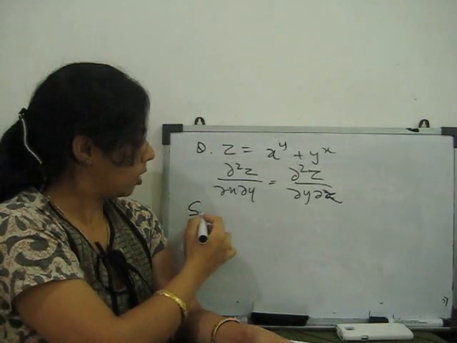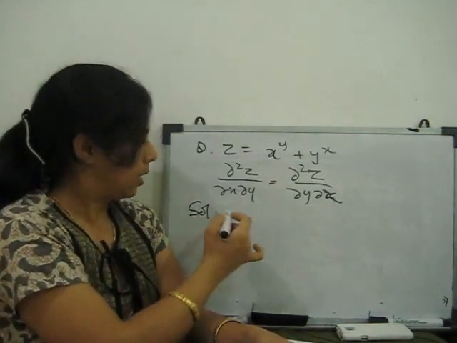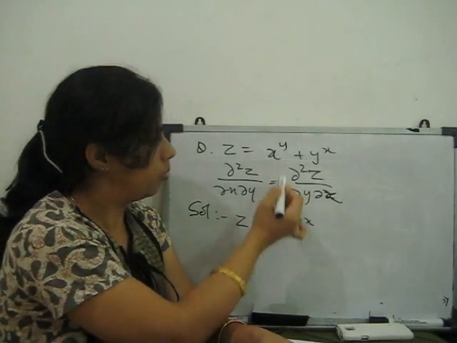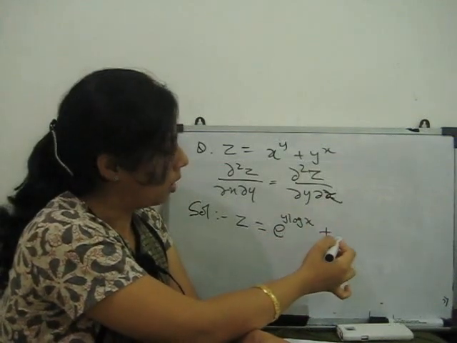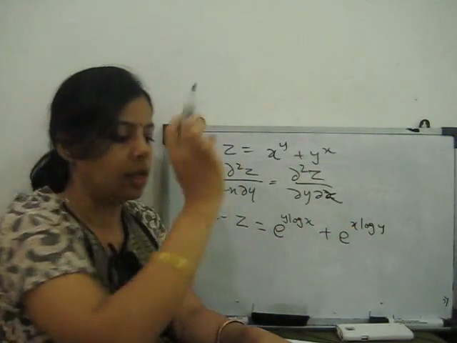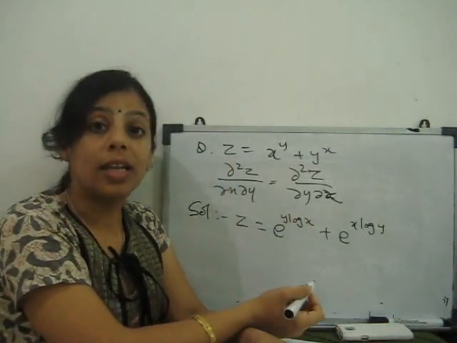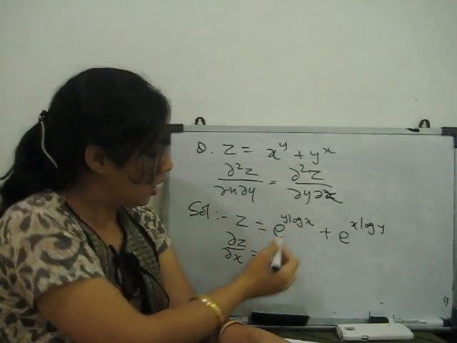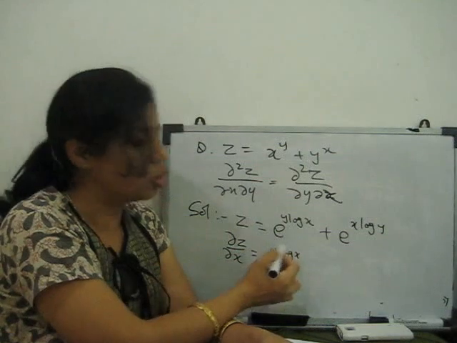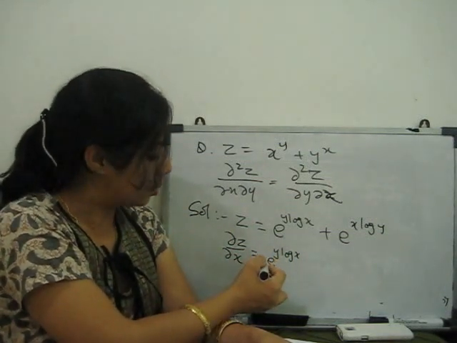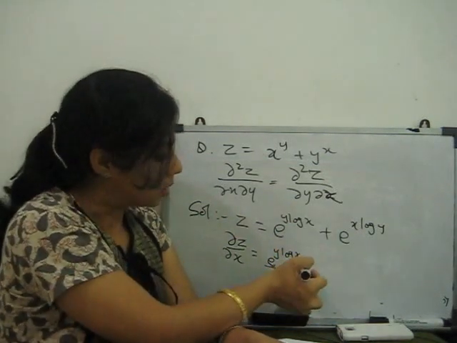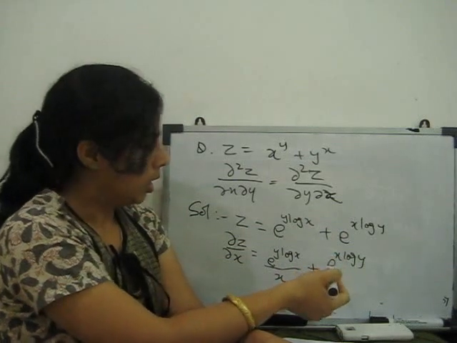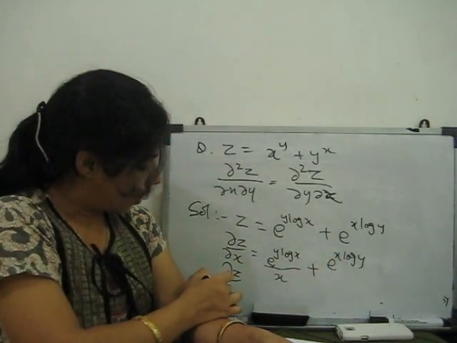So in this case, what is our process? First step, we write this function with exponential and logarithmic terms. So this is e to the power y log x plus e to the power x log y. Clear? Now with this you can easily differentiate. When we find del z by del x, differentiate with respect to x. The first exponential part, e to the power, derivative is the same, and the derivative of log x is 1 by x. Plus, differentiation of the second is e to the power x log y, and the derivative of x is 1 only. Clear? So del z by del x. Again, del z by del y you can find out.